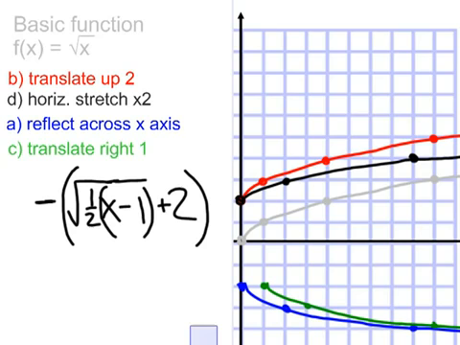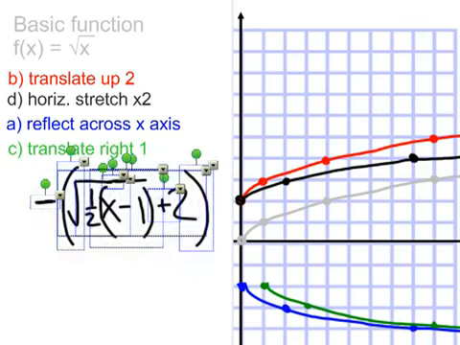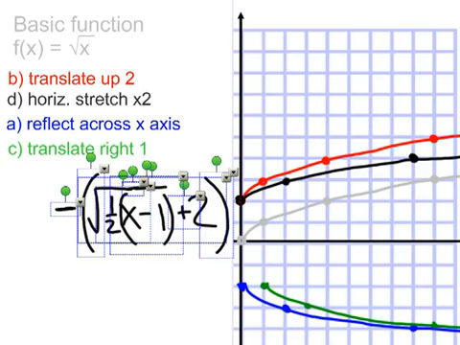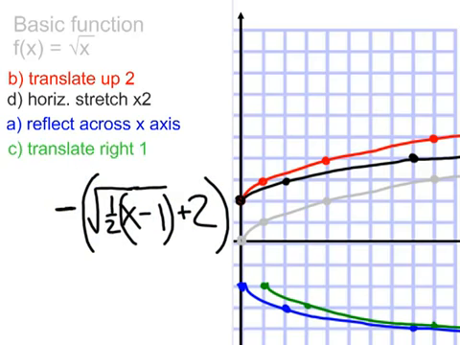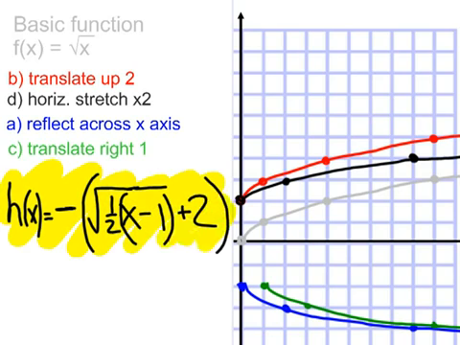As I said in the last example, I don't want to call this f of x anymore. I need to call it something different. We called the last graph g of x, so let's call this one h of x. And that is our final transformed equation. And I'll remind you that our final transformed graph was this green one right here. So compare and contrast with the previous page. I'm going to flip back to the previous page.